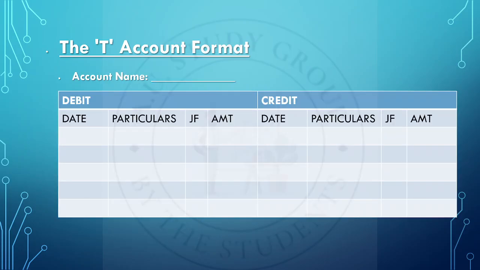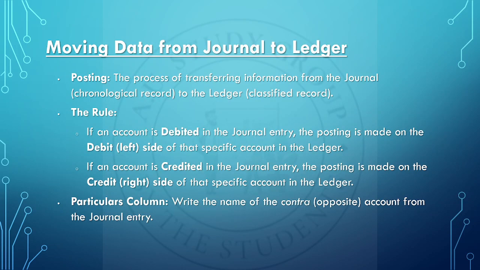Perfect, no problem. Now, how does information get from the journal to the ledger?